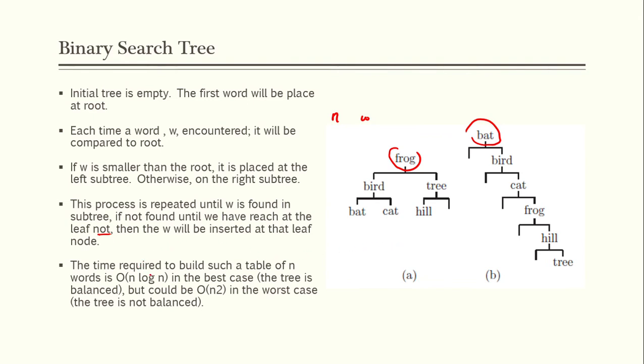Okay, so the time required to build such a tree of n words is n log n. In the best case, the tree is balanced. So this is a balanced tree. This is the best case. But if it is not balanced, it requires n squared. This is n squared, so this is the worst case, where the tree is not balanced.